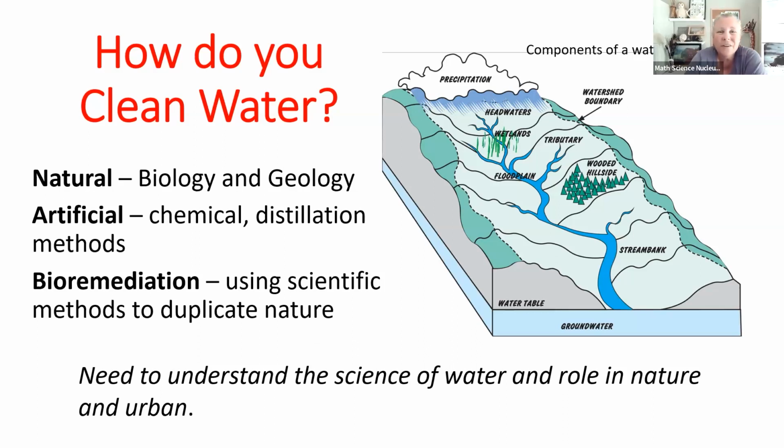We're going to be looking at artificial ways that we can clean our water. Luckily, we do that using chemical distillation because that's how you get your drinking water clean. When you turn on your faucet at the sink, you get that nice clean water. That has been artificially cleaned.